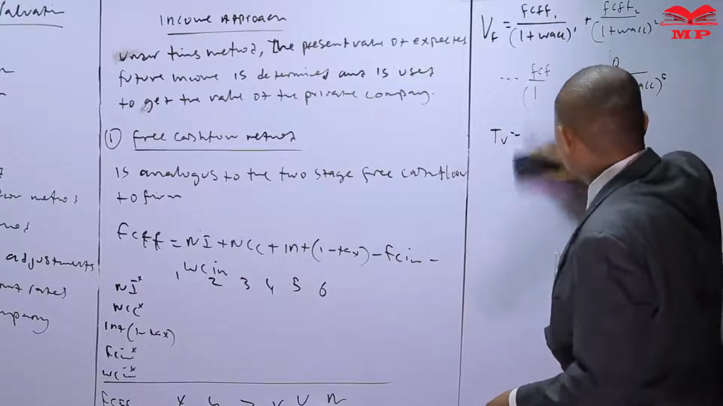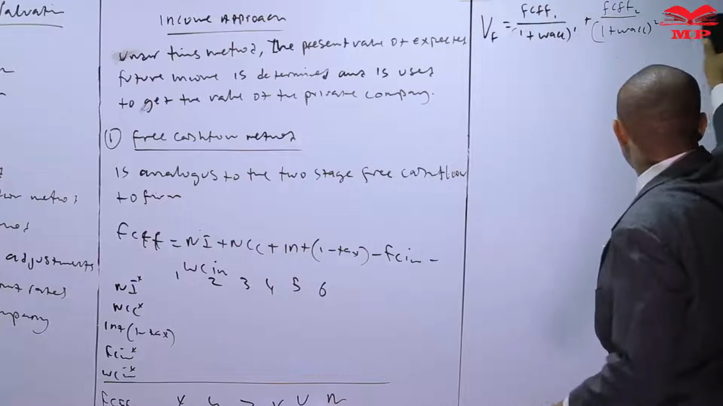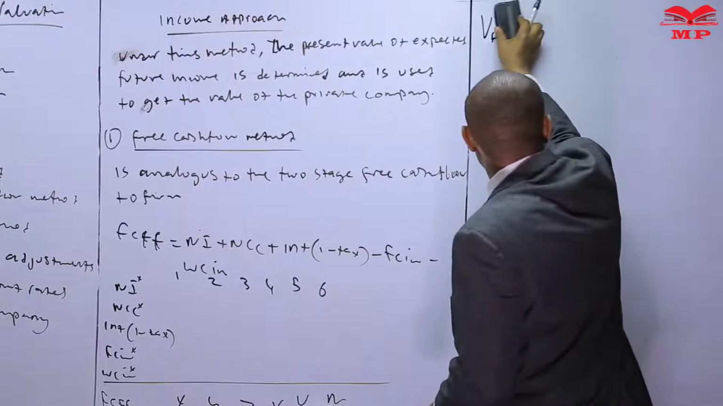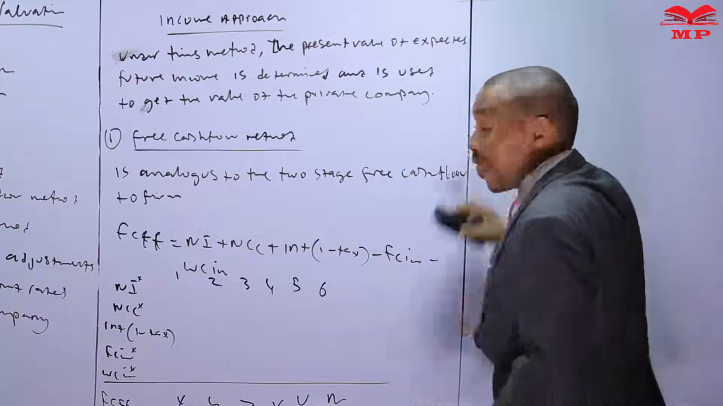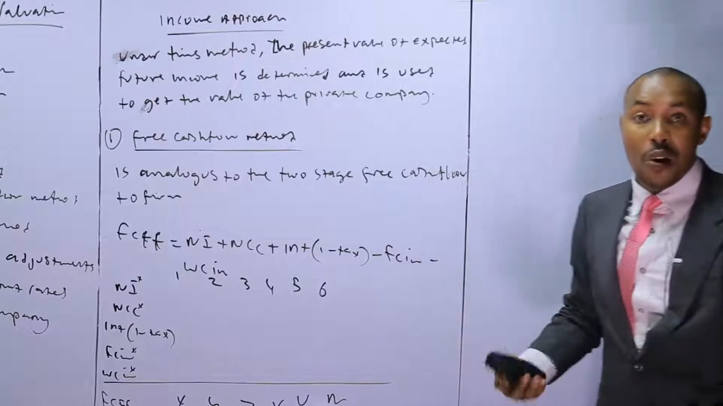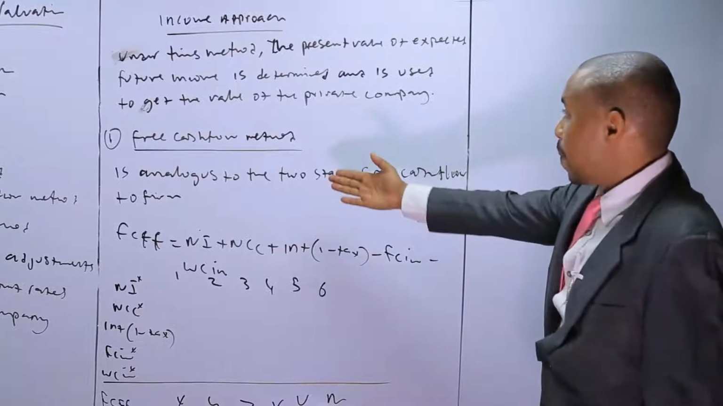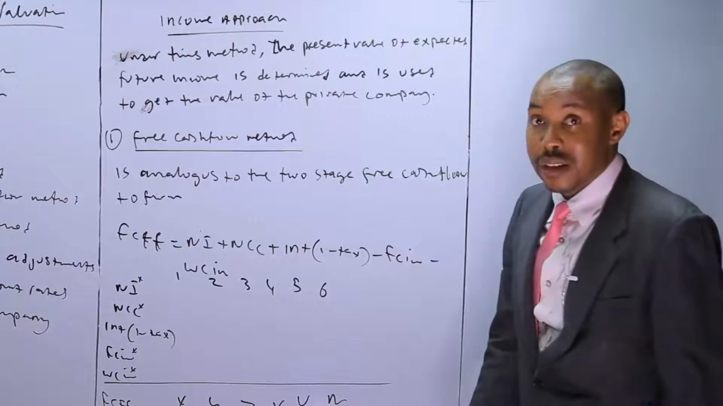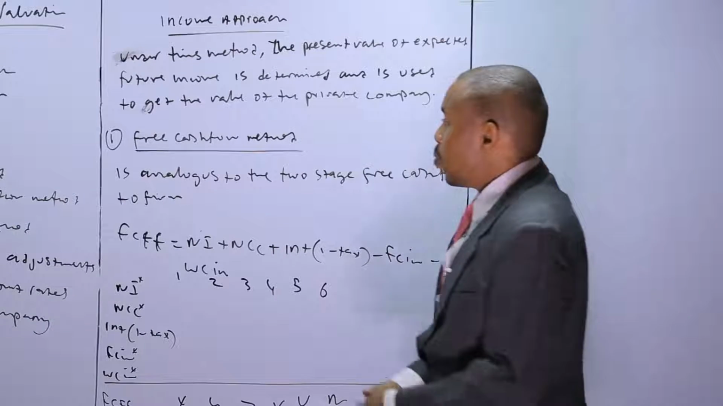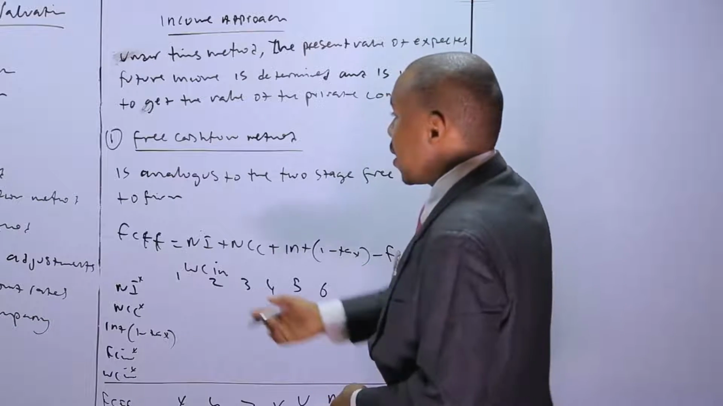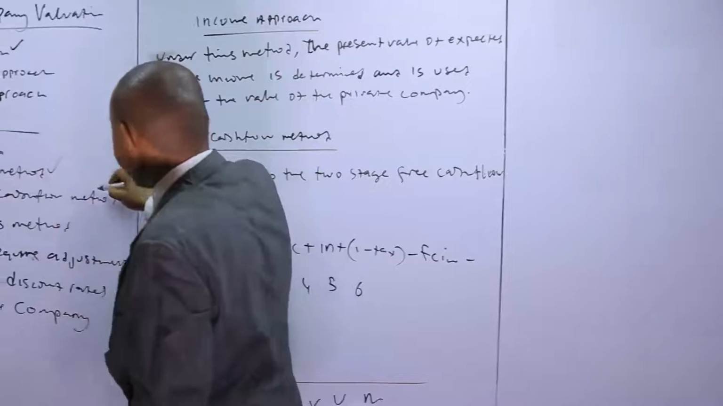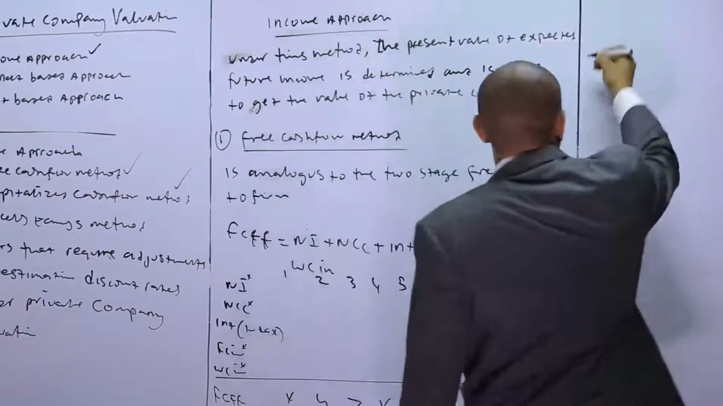Please look at that topic review, the way we did the two-stage FCFF, so that you can recall how we did it. That is the similar way we compute the free cash flow method under the income approach of private company valuation. Now, moving on, we look at the capitalized cash flow method, method number 2.